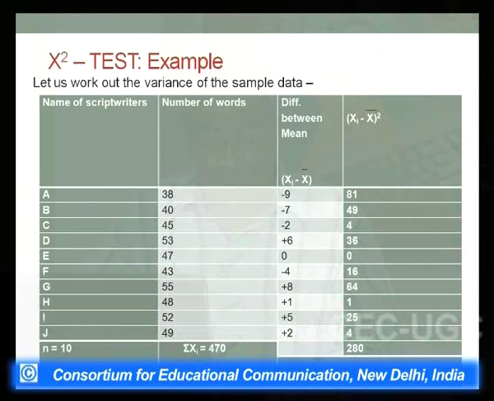So, we subtract the mean from each value, 38, 40 minus 47 is minus 9, similarly minus 7, minus 2, like this, plus 6, and so on. As I mentioned earlier, to take care of the minuses, we square them. So, everything has been squared. 9 has been made 81, 7 has become 49. So, the minus is removed by squaring, and sigma of (x minus x̄) whole square, that total is 280.